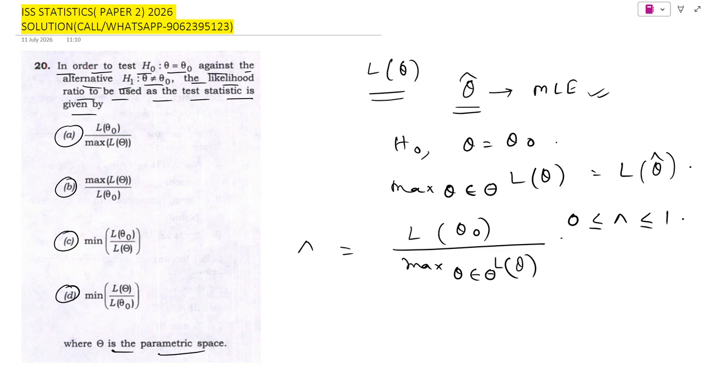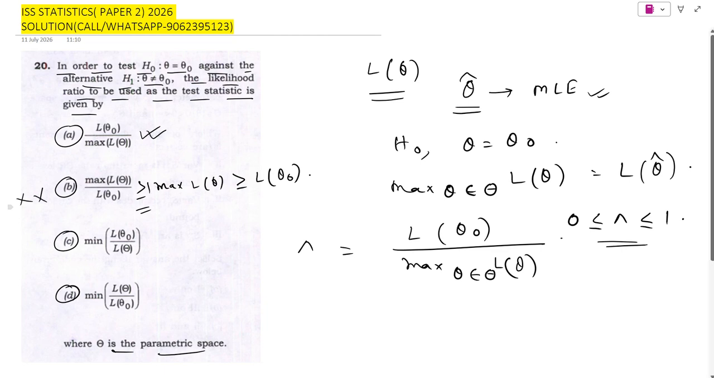Now analyze every option. Option A exactly matches the definition, so it is definitely correct. Now come to option B. Look, this is simply the reciprocal. Notice something interesting: this ratio is greater than or equal to 1. But the likelihood ratio statistic should always be at most 1. So option B is definitely incorrect.